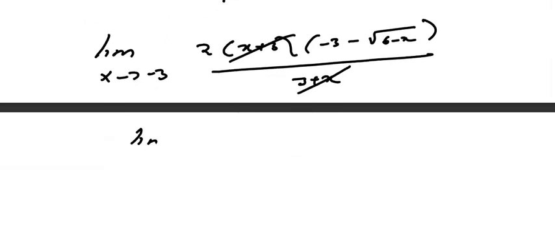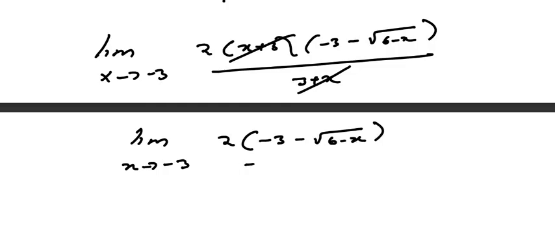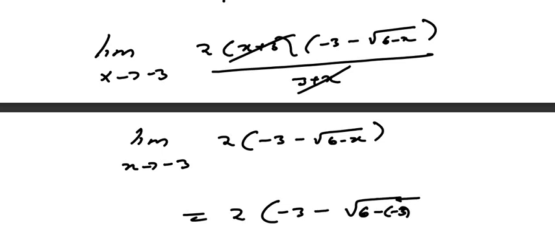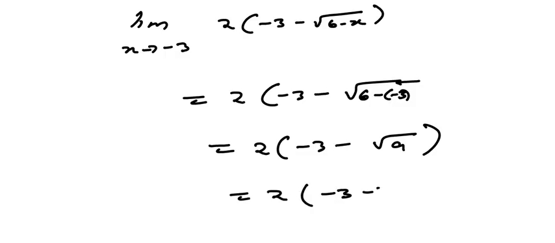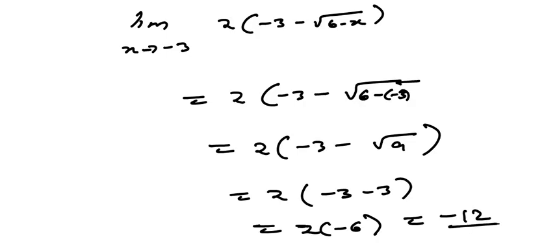Then this will give us the limit as x approaches negative 3 of 2 times negative 3 minus root of 6 minus x over 1. There's no need of putting the 1. We can now just replace wherever there's x, put your negative 3. That's going to be negative 3 minus root of 6 minus negative 3, like this. Yeah, so this is going to be 2 times negative 3 minus root 9, that's a 9, minus a 3. This gives us a 2. This gives us a negative 12. So that's the limit that we wanted.